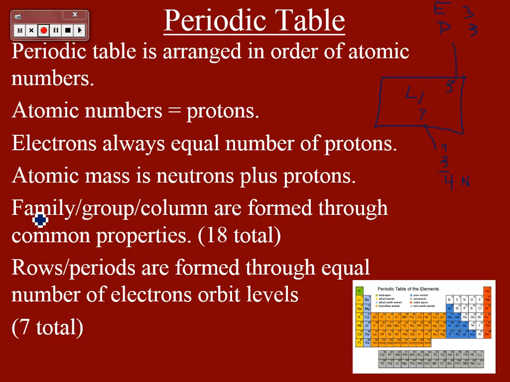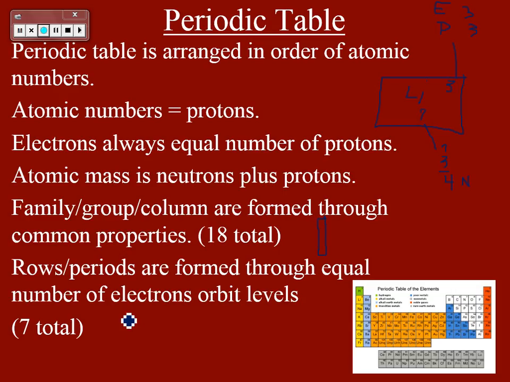The family can also be called a group, can also be called a column. These are vertical. They go this way. So there end up being 18 total if I went across. 1, 2, 3, 4, 5, 6, 7, 8. So if it asks you which column, you just literally count and see which one it's in.